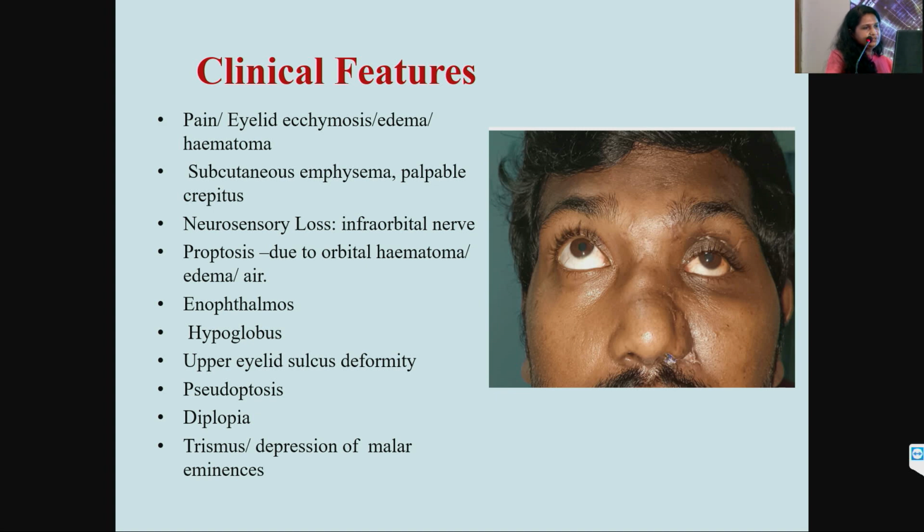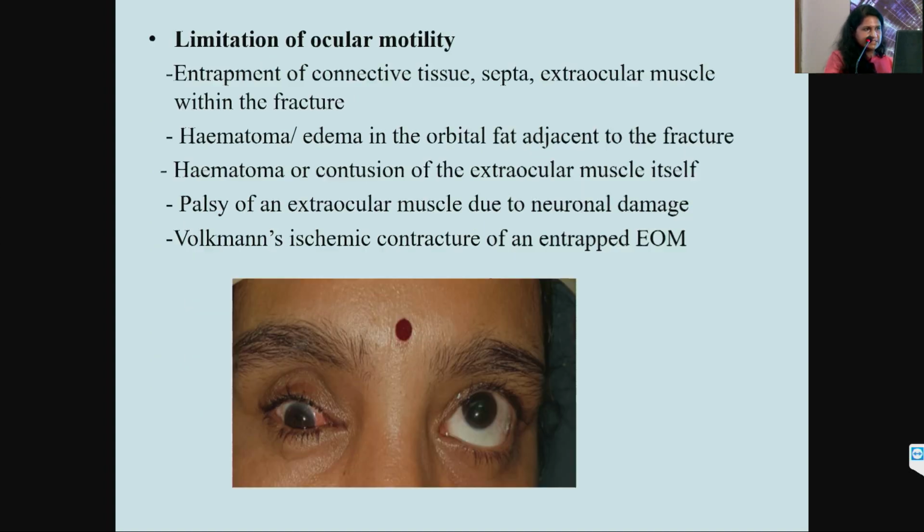Proptosis can be due to either orbital hematoma, edema or air in the orbital cavity. Late features include enophthalmos, hypoglobus and superior sulcus deformity. All three are due to loss of orbital volume, and this enophthalmos can lead to secondary pseudoptosis. Patient can also complain of diplopia and trismus or depression of malar eminence.